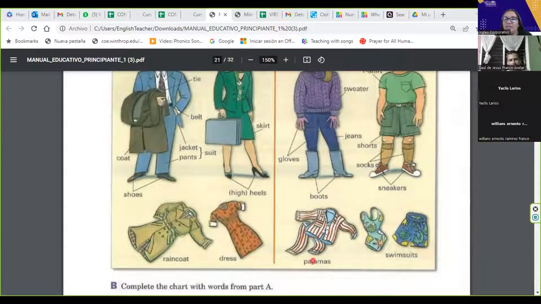Y luego tenemos pajamas, que sí se considera plural porque es de dos piezas, la parte de arriba y la parte de abajo. Y swimsuits, pero en este caso está en plural porque hay uno para señorita y uno para caballero. Ok. One more time.